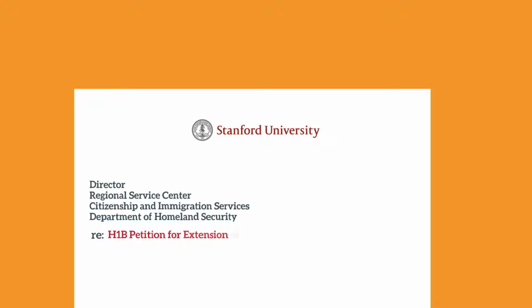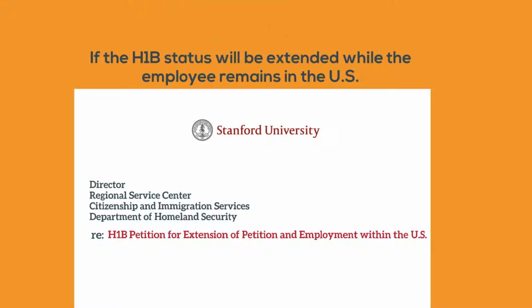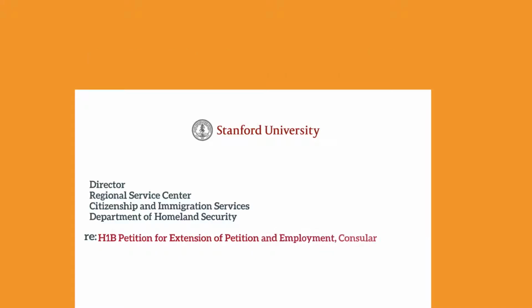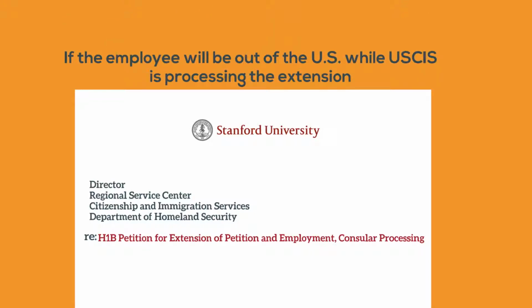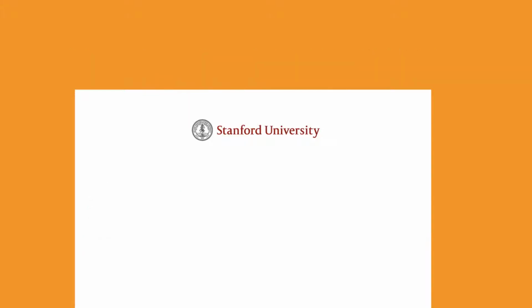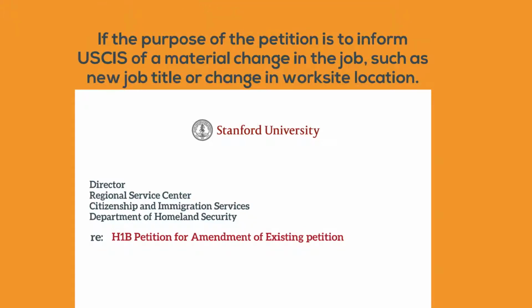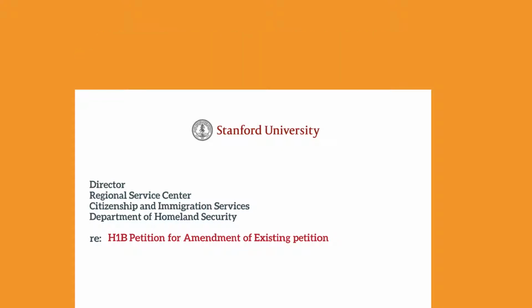H-1B petition for extension of petition and employment within the U.S. Use this one if the H-1B status will be extended while the employee remains in the U.S. H-1B petition for extension of petition and employment consular processing. Use this if the employee will be out of the U.S. while USCIS is processing the extension. H-1B petition for amendment of existing petition. Use this one if the purpose of the petition is to inform USCIS of a material change in the job, such as new job title or change in worksite location. The next line should list the name of the beneficiary and Stanford, followed by the date.